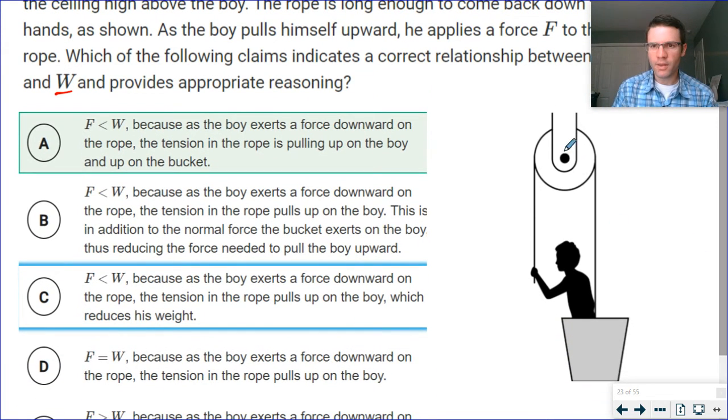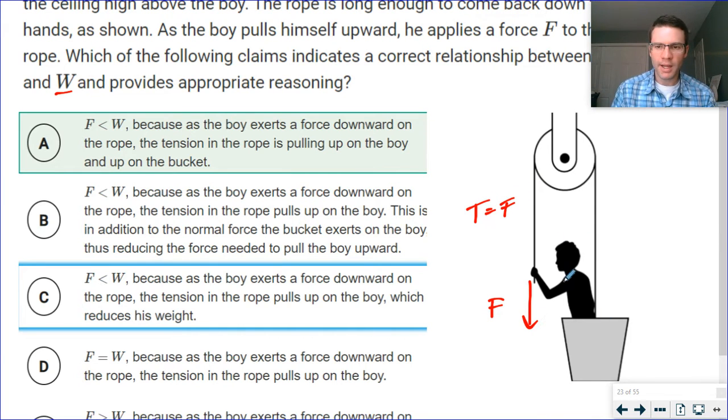Well, if he pulls up on this rope here, remember, tension in a rope is the same all the way throughout the rope. So whatever he pulls with down here, we'll call that F, that's going to be the same force all the way throughout this rope. And so if he's applying that force to the rope, this would be the free body diagram for the rope. That means the tension in the rope equals F.